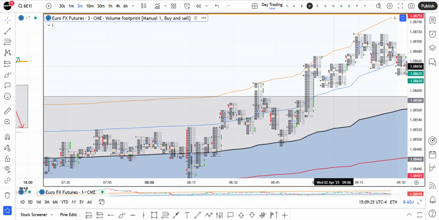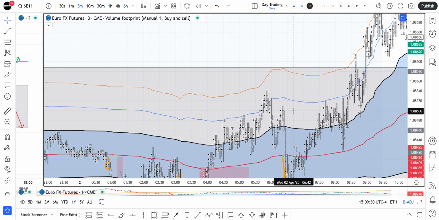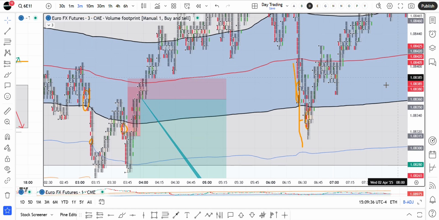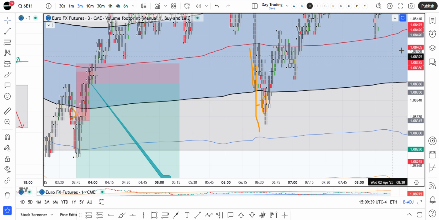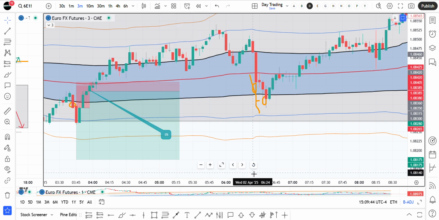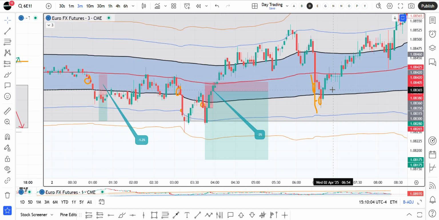But the overall target should have been trading towards those poor extremes for Euro dollar, or 6E. That should have been my overall target for the day. Also, I didn't look at any CVD because I tend not to look at CVD that much in this market. I look at it more in gold. If you're wondering what CVD is, I do have a video on it. That gives me an idea.